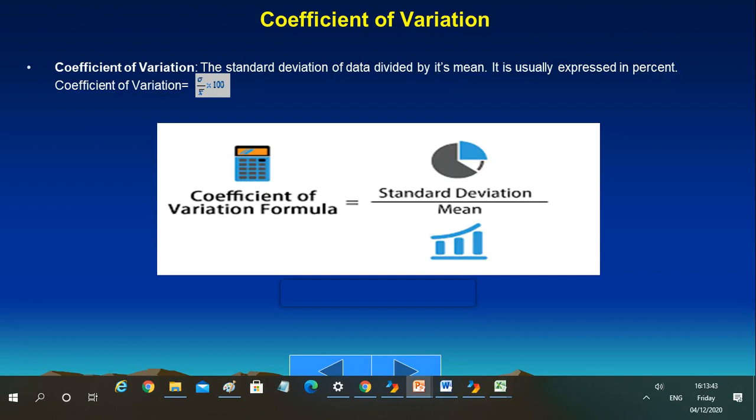Then coefficient of variation. The coefficient of variation is the standard deviation of data divided by its mean. It is usually expressed as a percentage. Coefficient of variation is equal to sigma divided by the mean, multiplied by 100. So this is the way you can easily understand that the coefficient of variation formula is equal to standard deviation divided by mean.